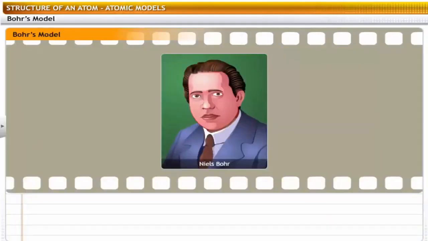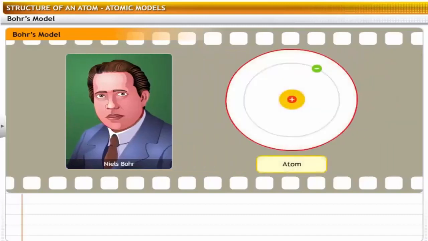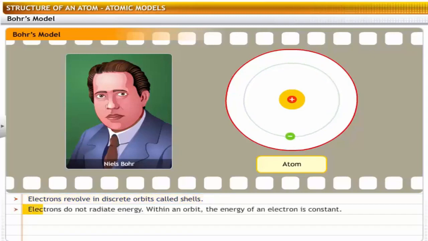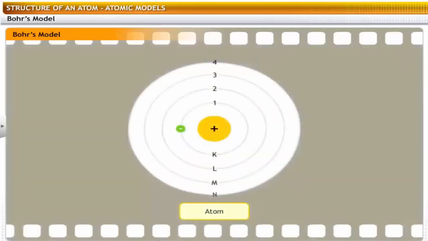Keeping the shortcomings of the Rutherford model in mind, Niels Bohr formed his postulates about the structure of an atom. Electrons have discrete orbits called shells inside an atom. Electrons revolve in their orbits without radiating energy. Within a particular orbit, the energy of an electron is constant. This is why orbits are called stationary orbits or stationary shells. Orbits or shells are also known as energy levels.